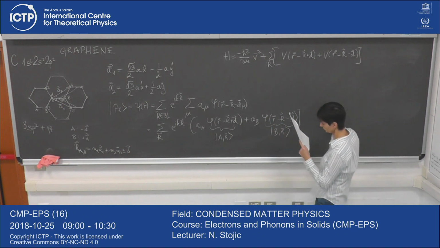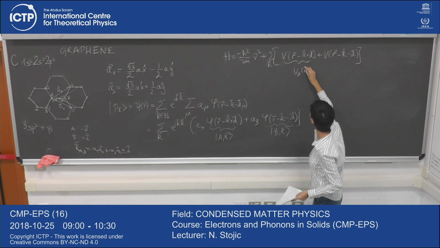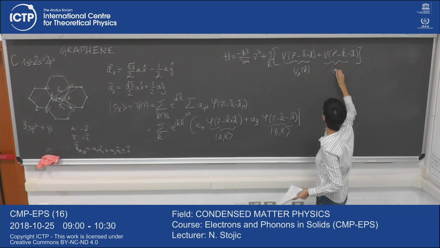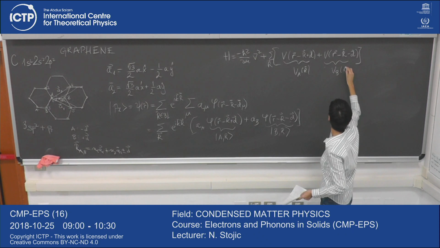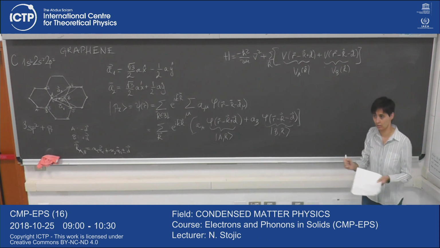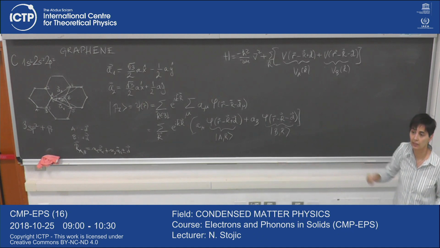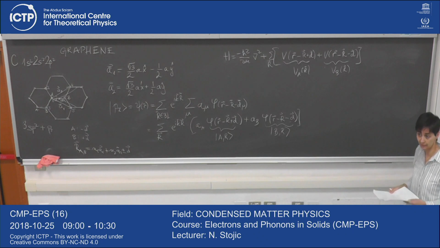This is my potential for A and my potential for B. They're the same, just rotated in space. But the rotation doesn't change anything, because it's a symmetry operation of this structure.